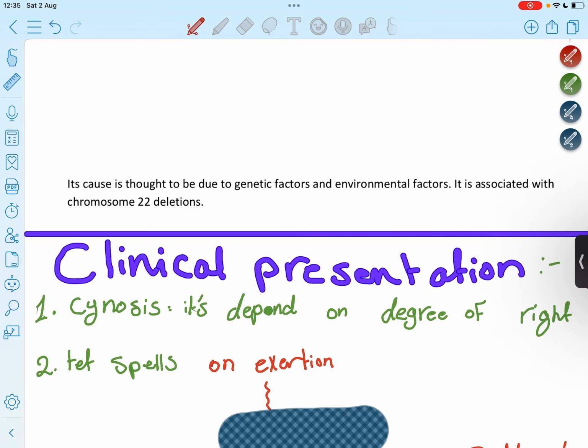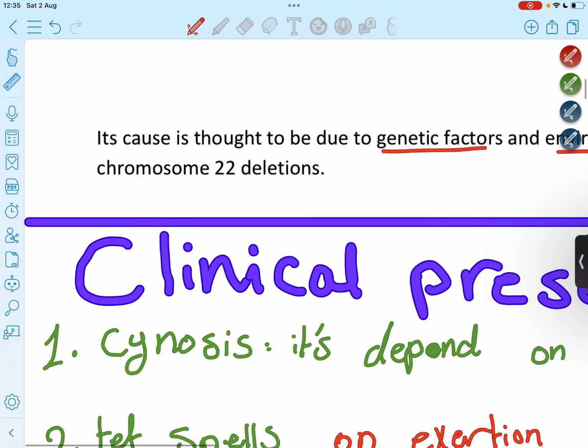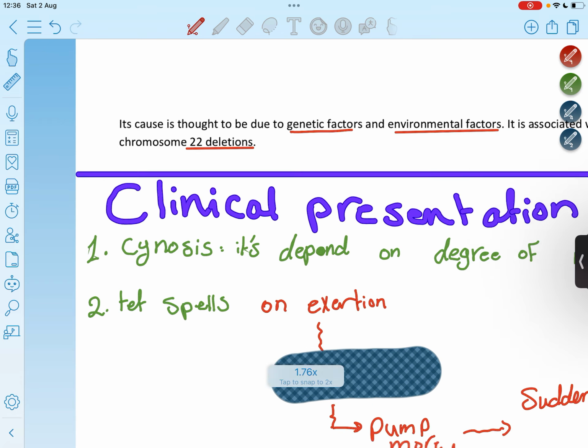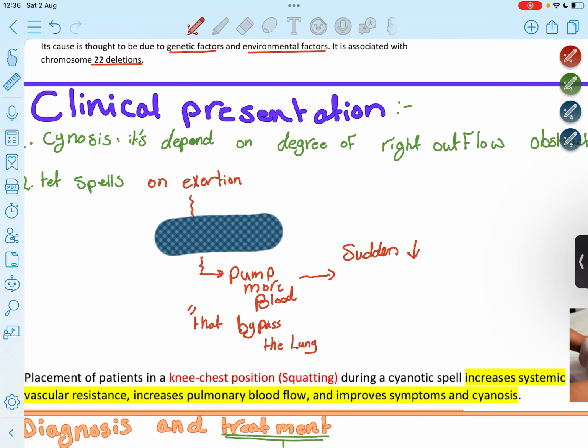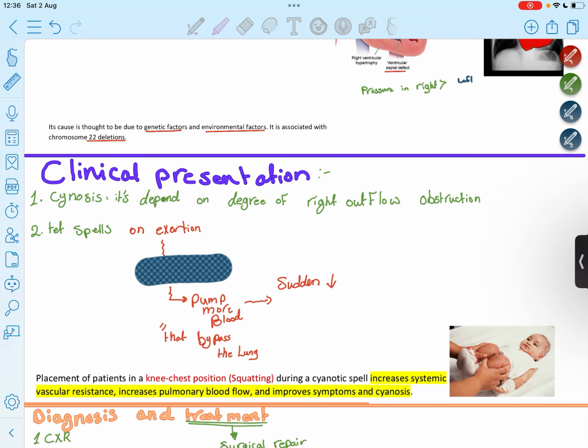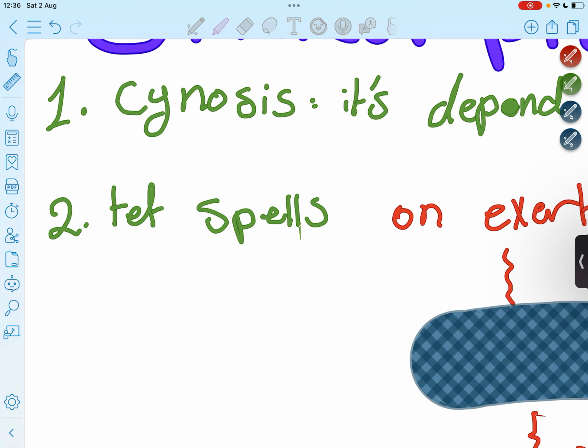What is the cause? The cause is thought to be due to genetic factors, environmental factors, and maybe it's associated with chromosome 22 deletion. Let's go to the clinical presentation. It's a right to left shunt disease, so of course the baby will come in with cyanosis. His lips and fingers turn a blue color.